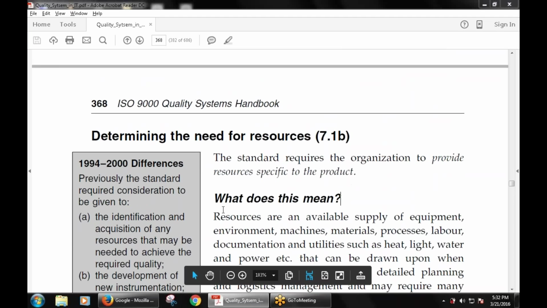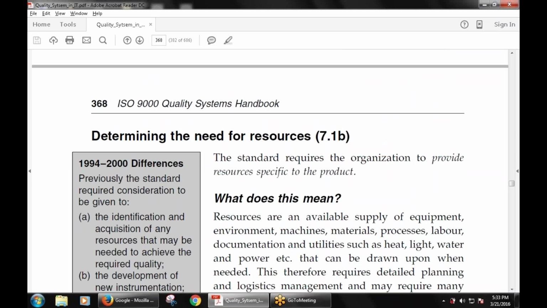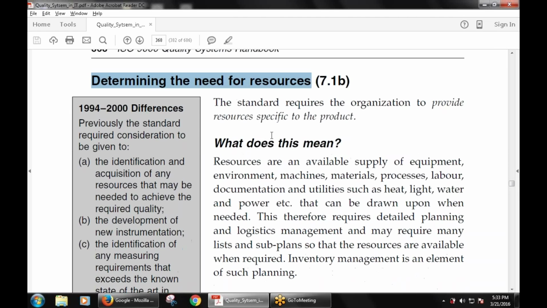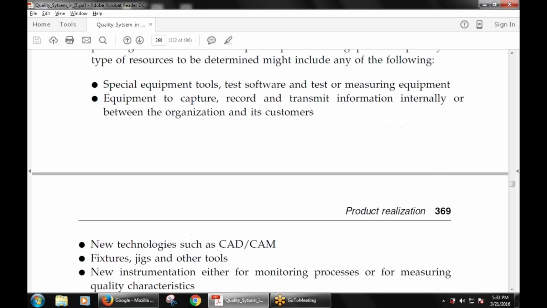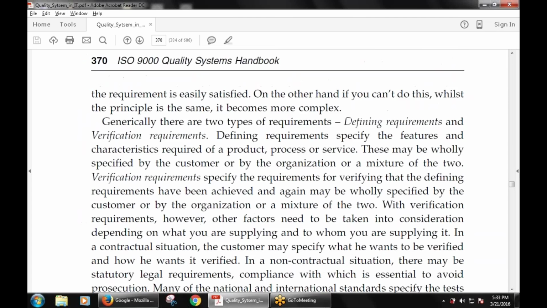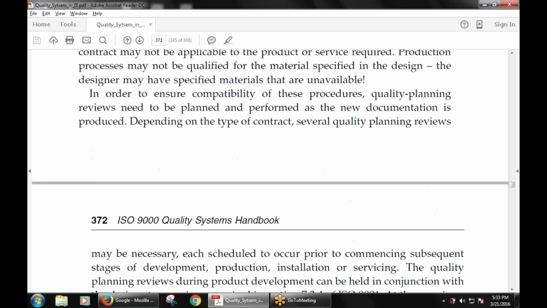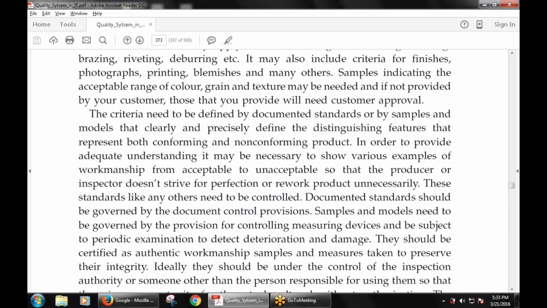The next topic is the need for resources. The organization is required to provide the resources specific to the product. Resources are the available supply of equipment, environment, machines, material, processes, labor, documentation, and utilities such as heat that are required. We have already discussed the required resources.